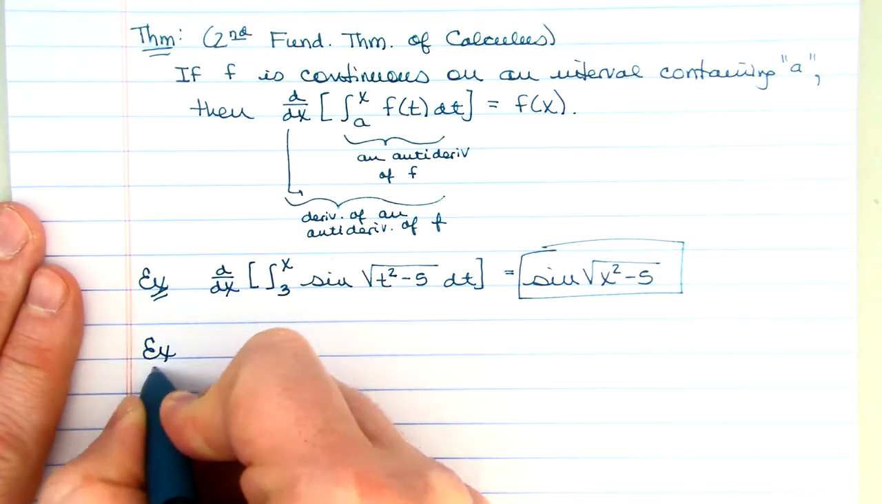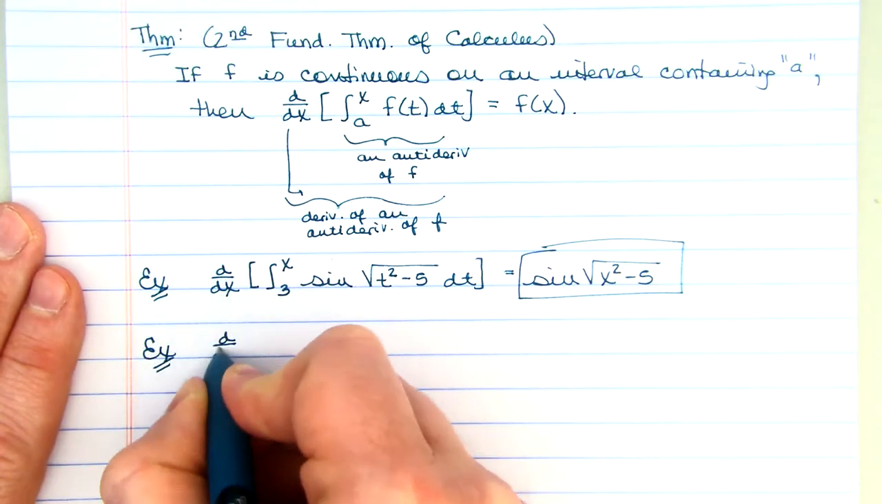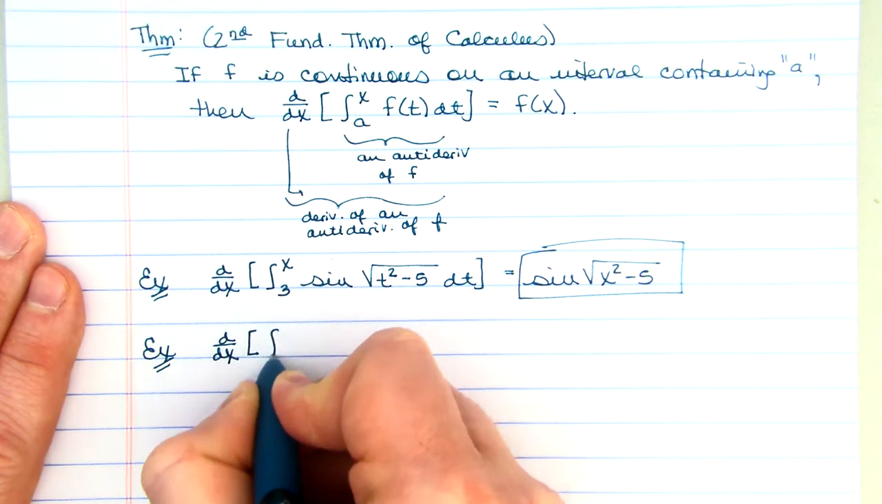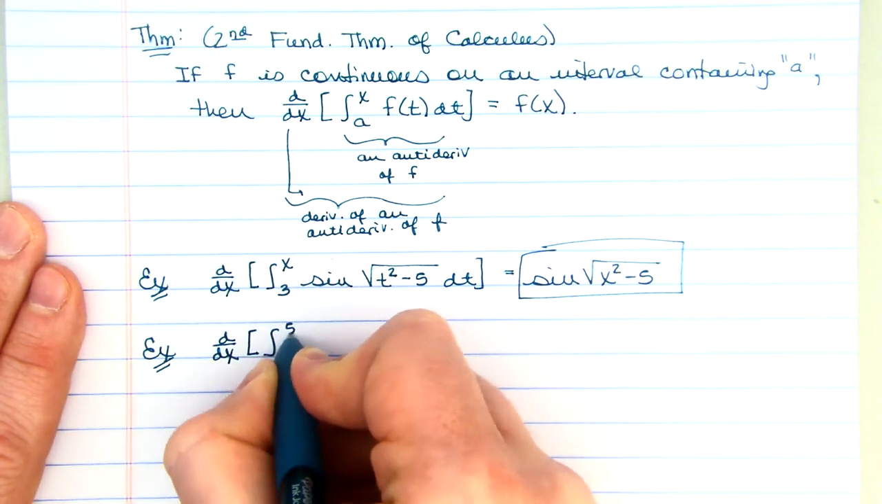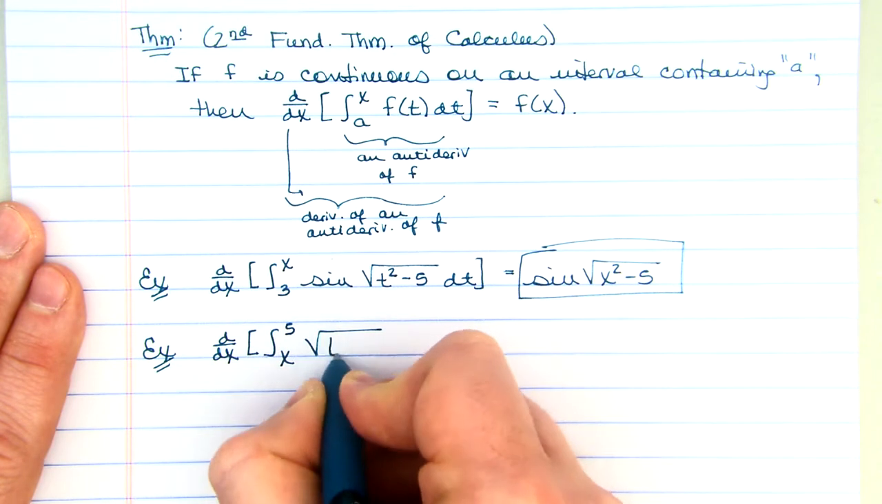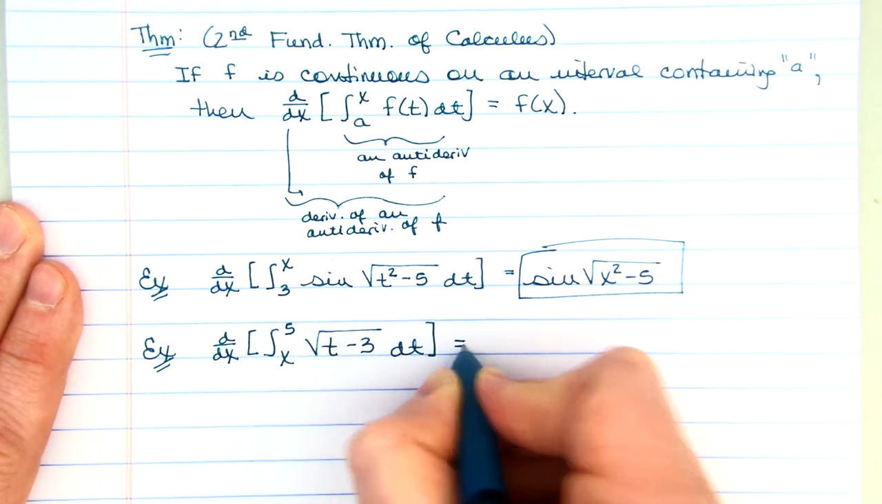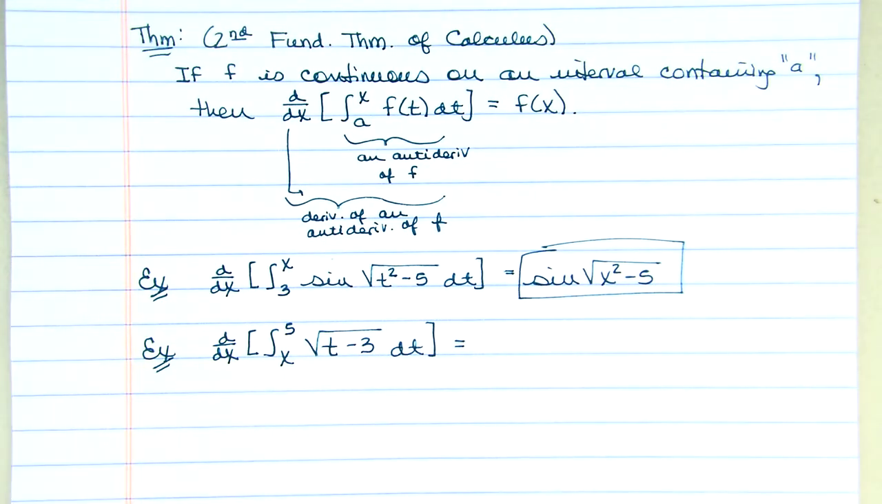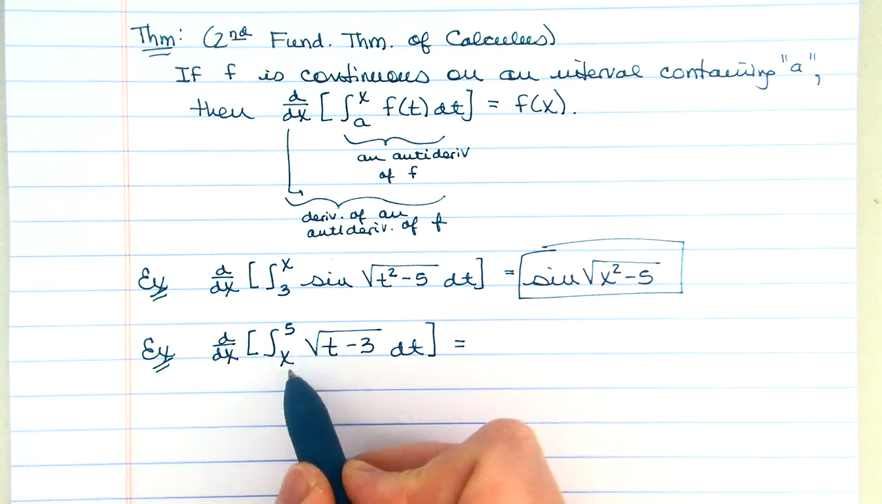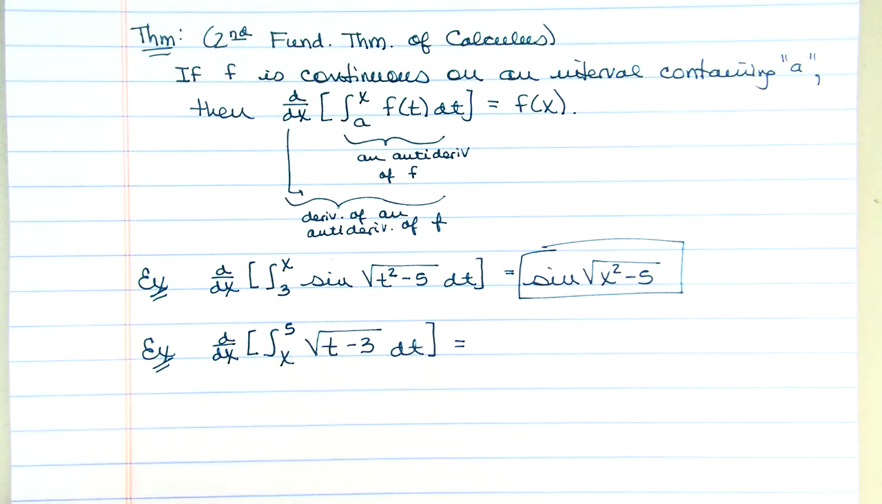What if I give you something like this? The derivative of the integral from x to 5 of the square root of t minus 3 dt. You are not allowed to use the second fundamental theorem of calculus right away on this, because for us to be able to use our second fundamental theorem of calculus, we have to have the constant as our lower limit of integration and the variable as the upper limit.